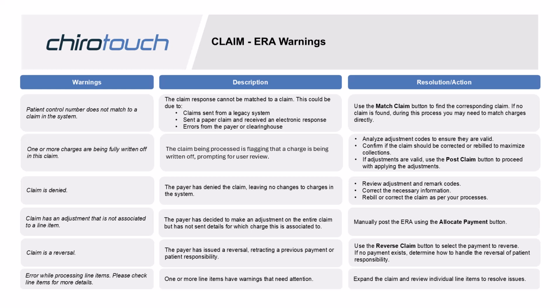We'll get into this in a couple more slides when we go over our sneak peek of what's coming soon. Last but not least on claim ERA warnings, we have an error while processing line items, and to check the line items for more details. So this is essentially saying to expand your claim and check into the line item specifics. I want to pause here and see, do we have any questions pertaining to the claim ERA warnings?